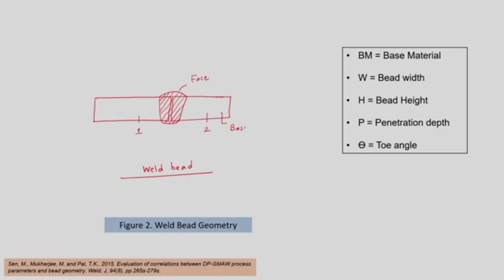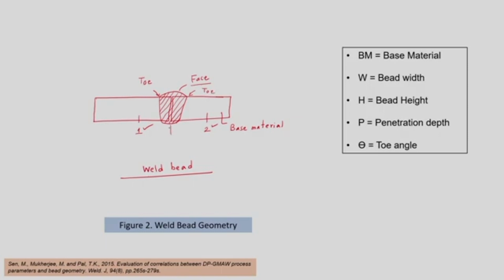So, there are two base materials, base material number 1 and base material number 2, and when these two materials are joined together, we get a shape something like this. It has a swollen portion at its top, that is called the face. The point at which the face is connected with the top surface of metal 1 or metal 2 is called the toe. So, this point is called the toe of the weld. There are two toes, one toe for part number 1 and another toe for part number 2.